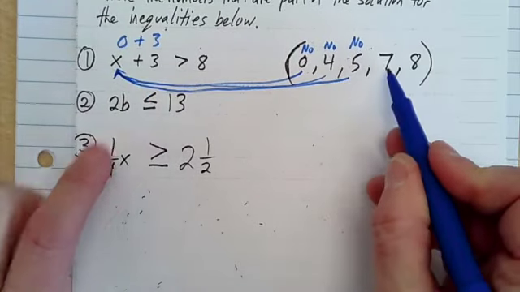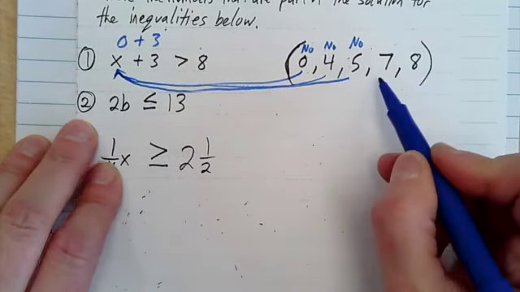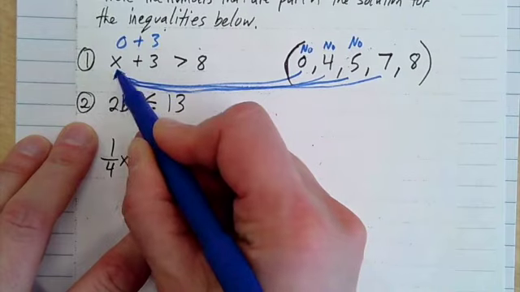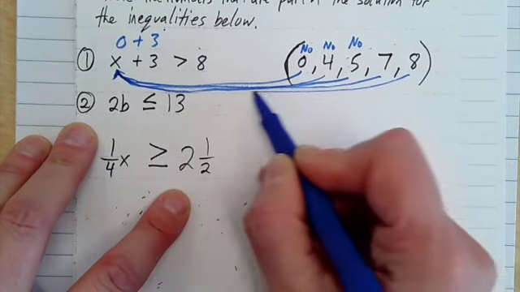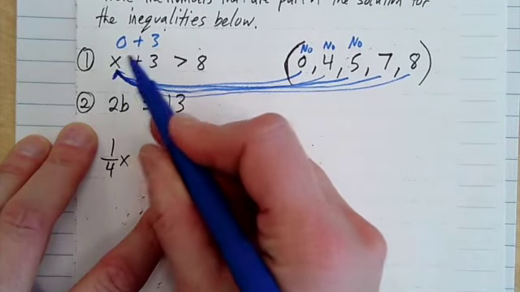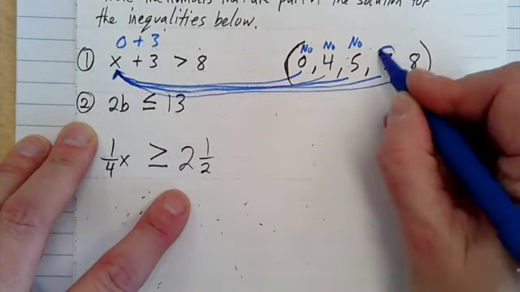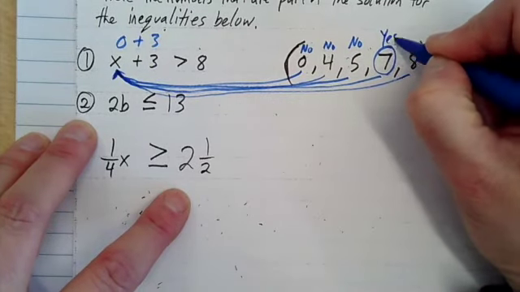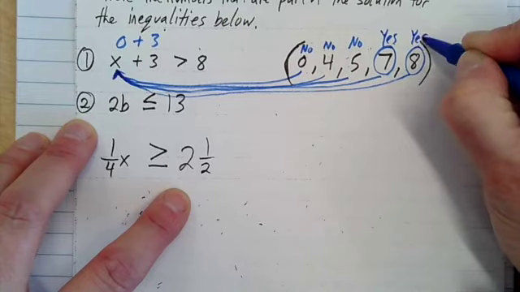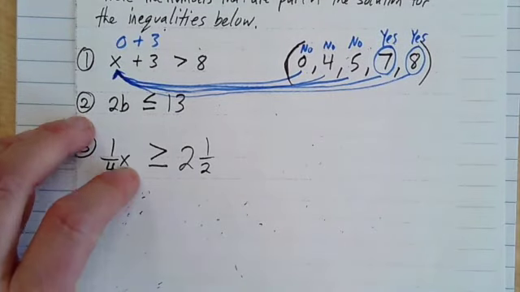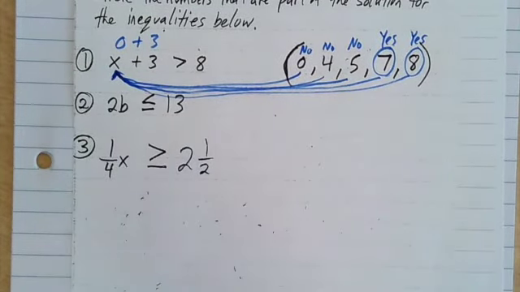So as these numbers get larger, it kind of makes sense that these would make this true. Because if I put a 7 or an 8 over here for x, 7 plus 3 is 10. That's greater, so yes, that's true. And then 8's larger yet, so yes, that would make that true when you plug those in for x. So you're just circling which of these numbers make this true.